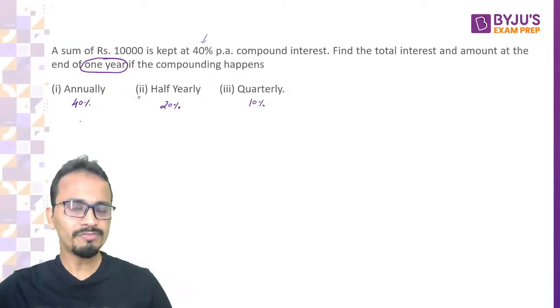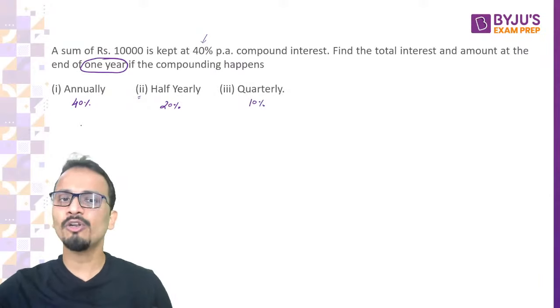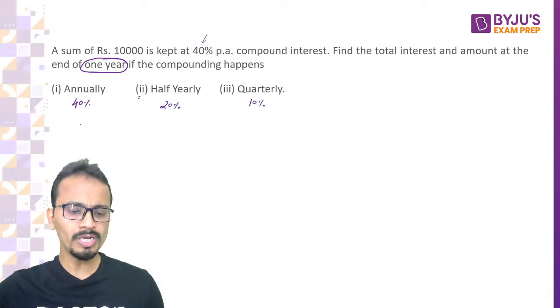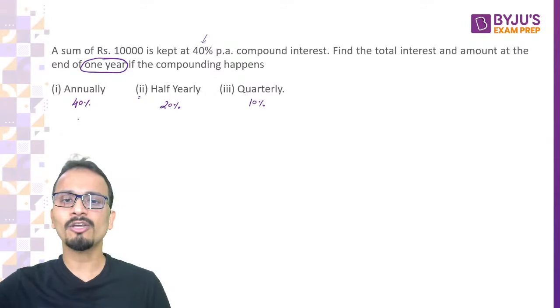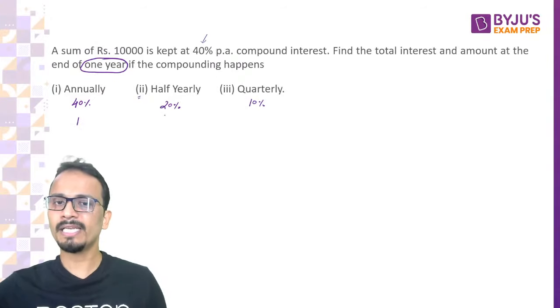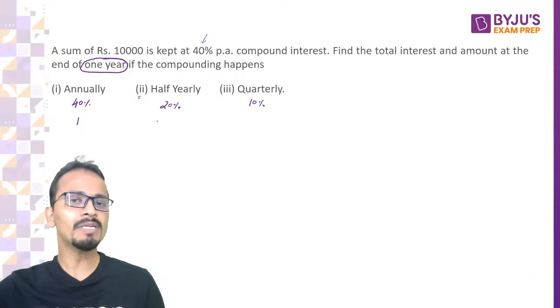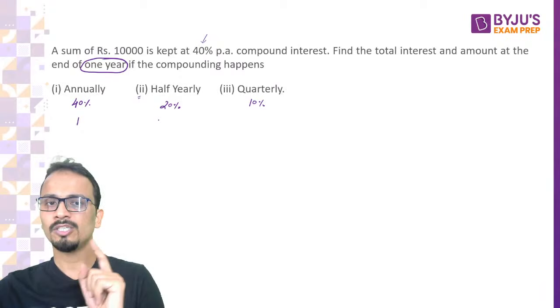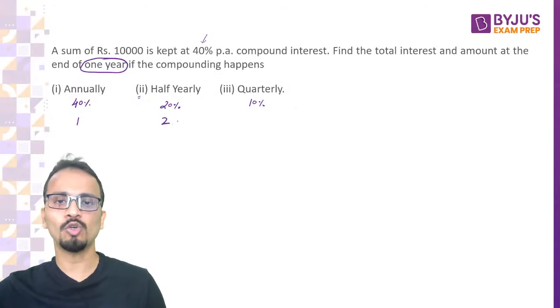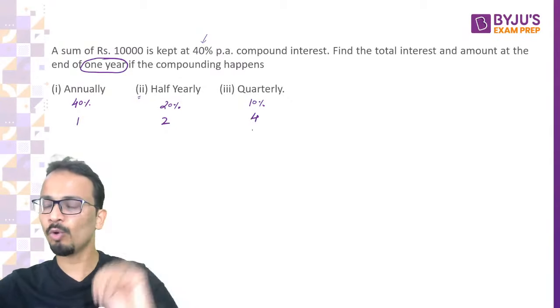So in the first case, if the calculation will happen after every 1 year and I have a total of only 1 year, that means the calculation will happen only one time. In the second case, since calculation will happen after every 6 months, in a total 1 year duration, calculation will happen twice. And in the third case, calculation will happen 4 times.